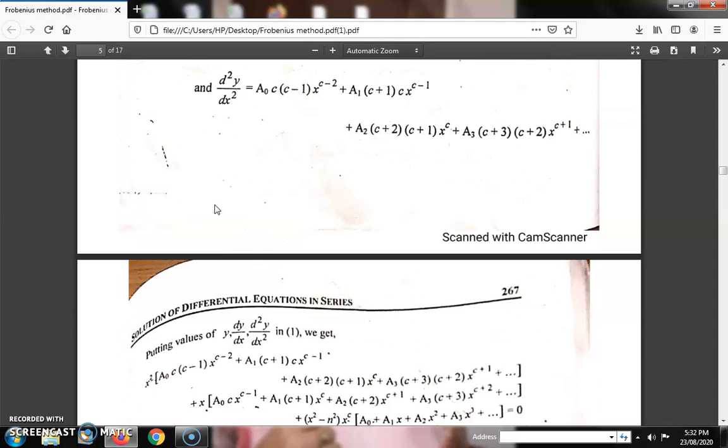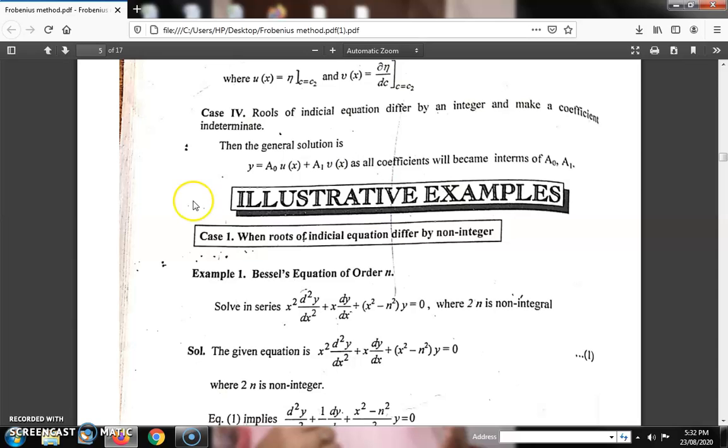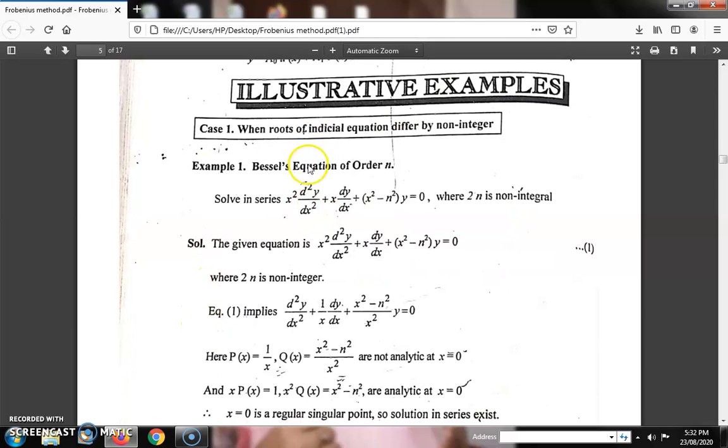Now I am telling you about the first case, that is, the roots of the indicial equation differ by a non-integer. First example is Bessel's equation of order n. You also have to remember the equation, because as I told you about the Legendre's equation, you have to keep in mind the statement of it. Similarly, you have to keep in mind the statement of the Bessel's equation of order n, because sometimes in exams you have to solve the Bessel's equation.